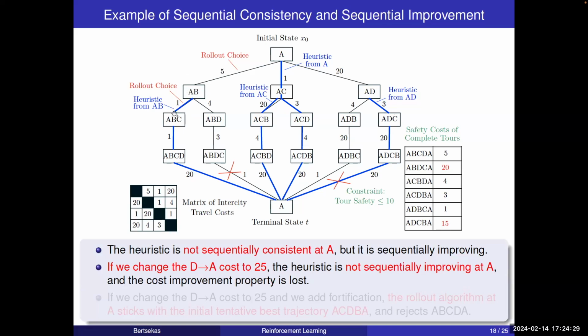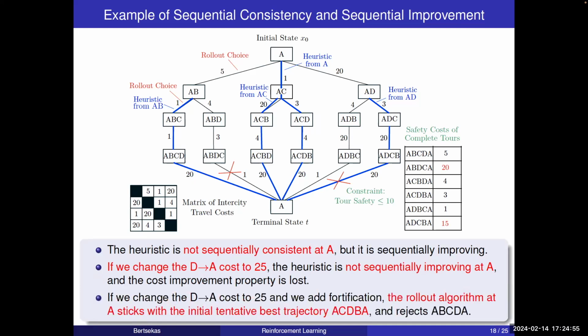And then we do the look ahead again. We find that there's an infeasible trajectory here. So this is then, again, the rollout trajectory. But the cost of this trajectory, as I mentioned, is 32. The cost of the base policy starting at A is 28. So we lost something. We lost the sequential improvement property just by increasing this cost.